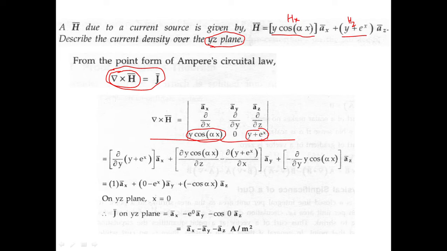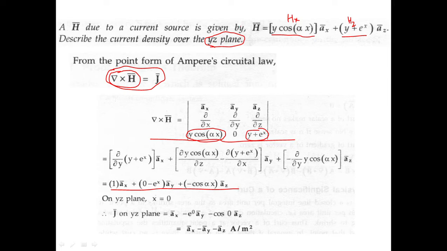Now which is equal to, when you solve the determinant, ax into dou y of y plus e power x, and this will be 0, plus ay into, you have to just solve this determinant. So the answer you get when you solve the determinant is ax minus e^x ay cap minus cos alpha x az cap.